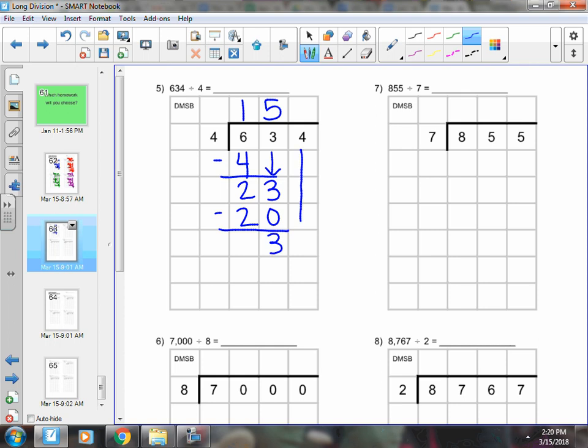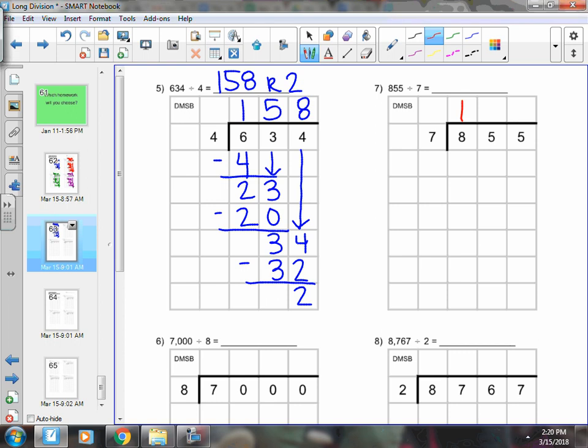Subtract. Bring down. How many groups of 4 will fit inside of 34? 8 groups of 4. 8 times 4 is 32. Subtract. There's nothing to bring down. 158. Remainder 2. The one right next door, 855 divided by 7.